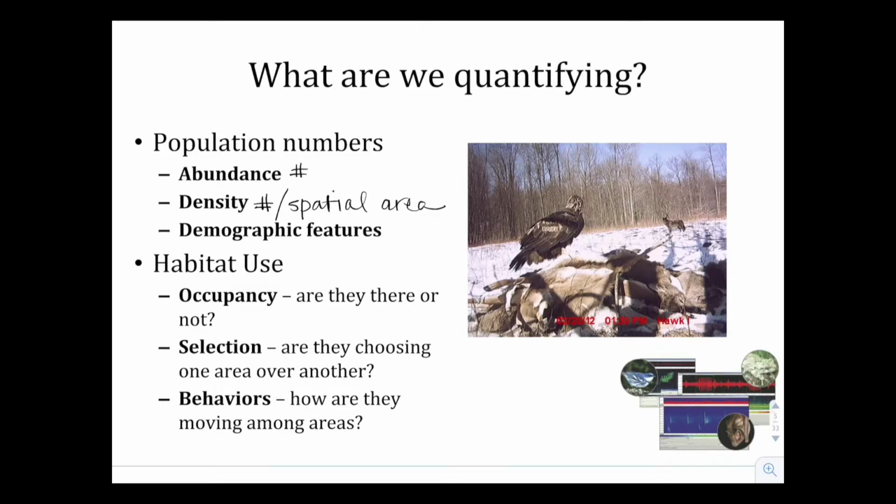So a couple of the different pieces of habitat use that we can discuss, and I'll give you an example of one in just a moment, is occupancy, meaning are they even there? Or are they somewhere else? There's selection, meaning are they choosing to live in one area versus another? Like in our black bear example, bears were choosing not to live in areas that were heavily developed. And then also, what about their behaviors? How are animals moving between areas, and what does that indicate about the habitat?